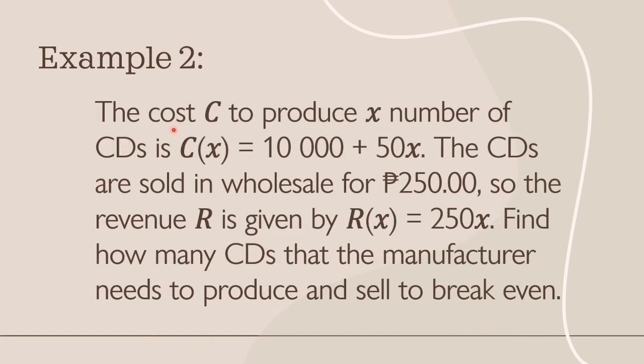Next, example number 2. The cost C to produce x number of CDs is C of x equal to 10,000 plus 50x. The CDs are sold in wholesale for 250 pesos, so the revenue R is given by R of x is equal to 250x. Find how many CDs the manufacturer needs to produce and sell to break even.